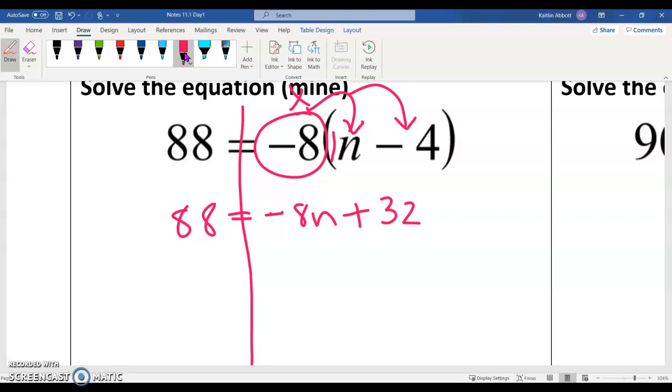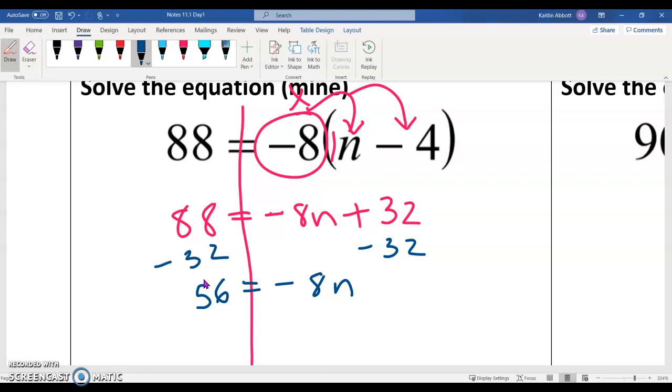Okay, now we're doing what we did last week, and we're going to get n all by itself. So first I'm going to deal with that constant near the variable, which is that 32. So I'm going to subtract 32. Subtract 32. And I'm going to bring down this -8n. And 8 minus 2 gets me 6. 8 minus 3 gets me 5. So I'm at 56.